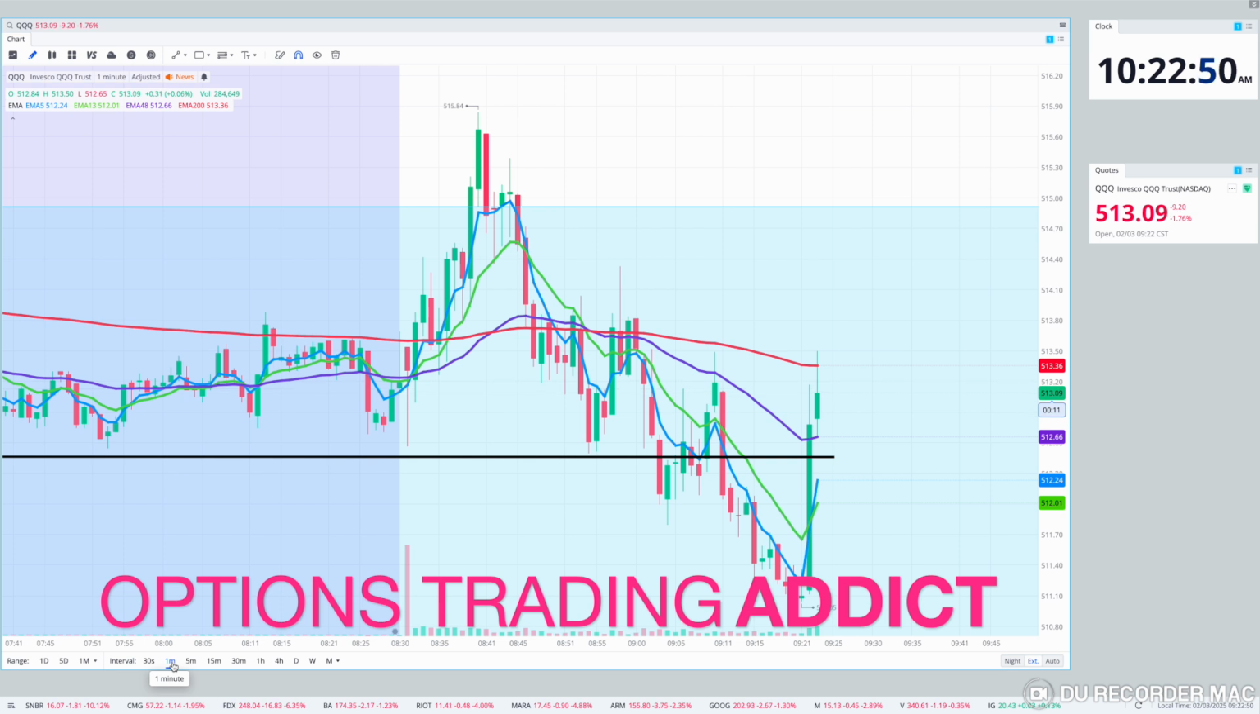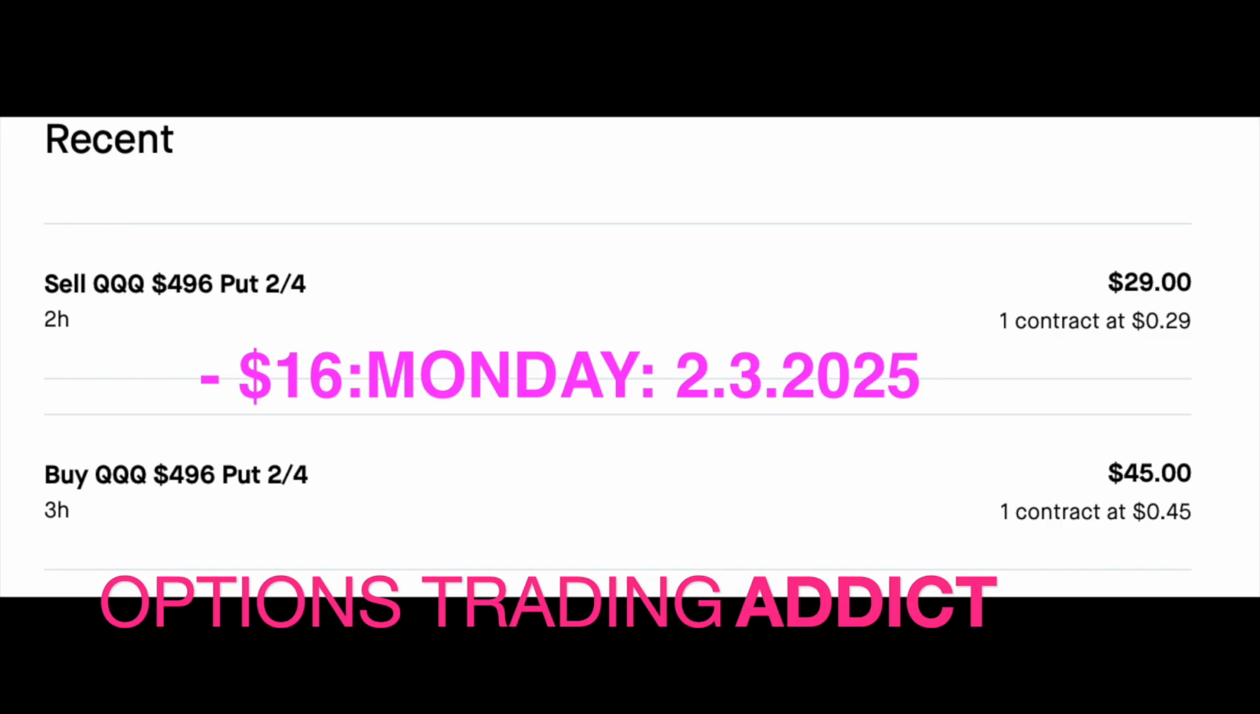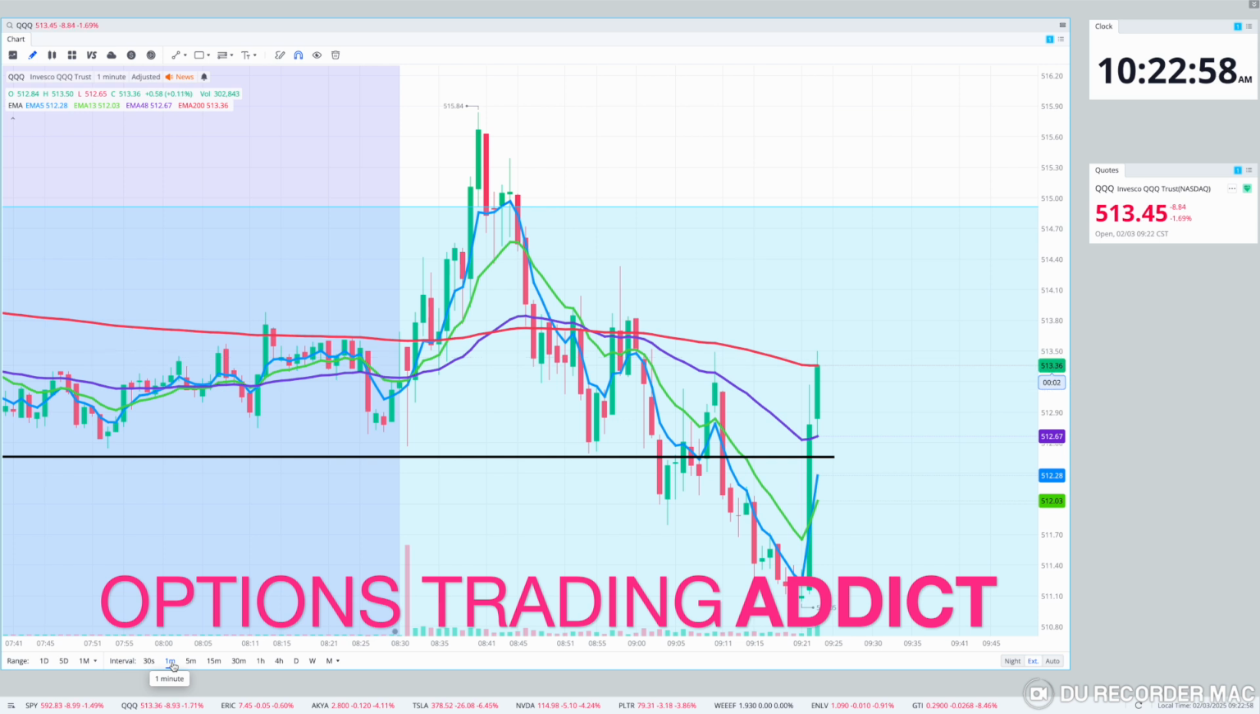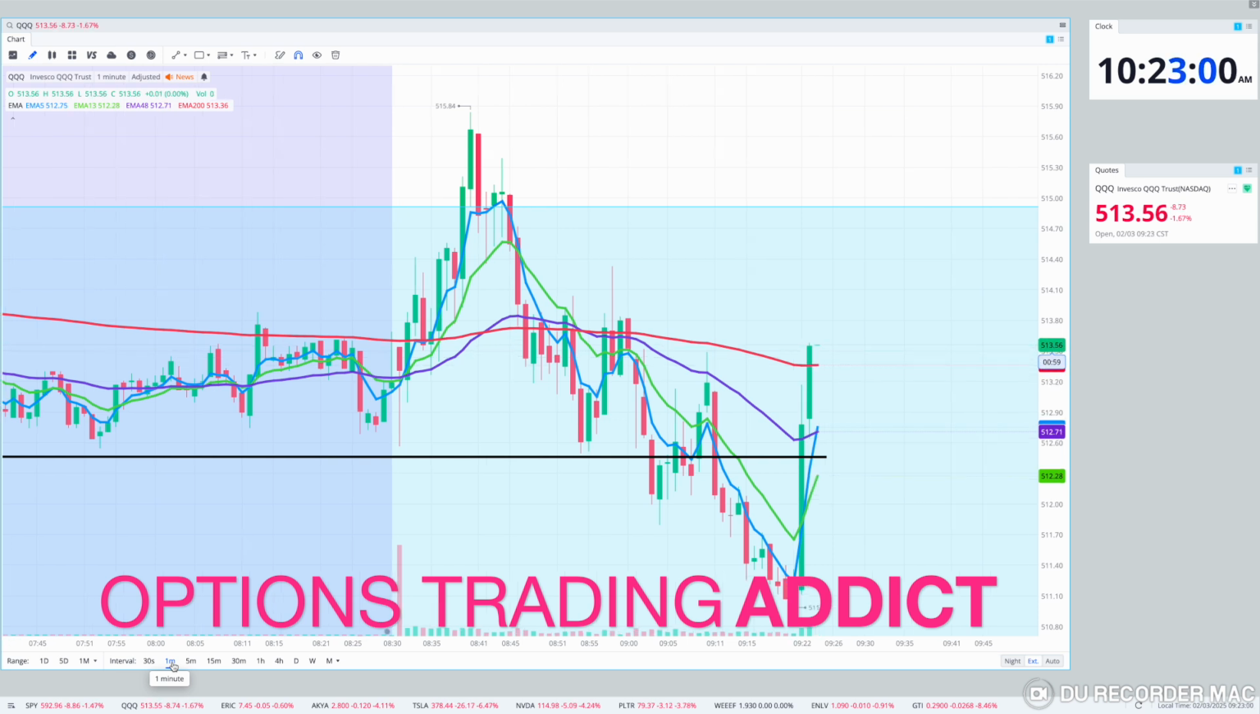Got that cross of the 5 and 13 I was talking about to exit the trade. So I'm going to go ahead and exit this trade, okay? That's where I said I would exit it, and that's where I'm going to exit it. All right, I'm out of that trade. I lost $15. That sucks.